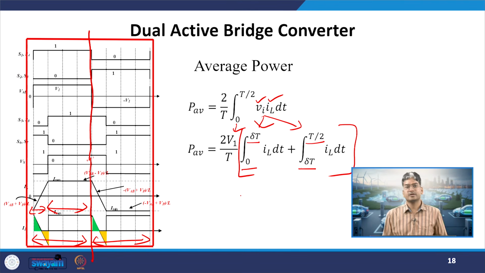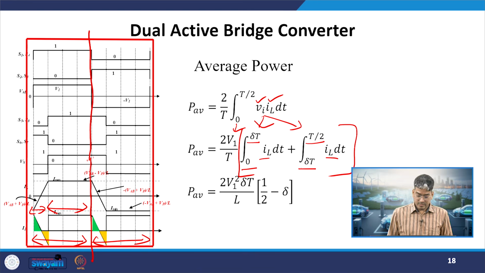So, now we have split it into two parts and we know the values of IL for each of these modes, which we have just calculated. We will just replace that and integrate. When I solve that, I will find the expression for average power given as 2 V1 square delta T by L multiplied with 1 minus delta.